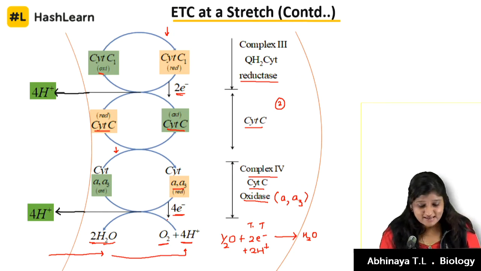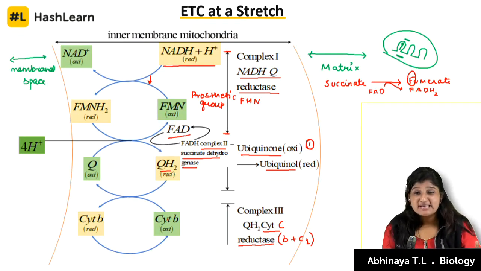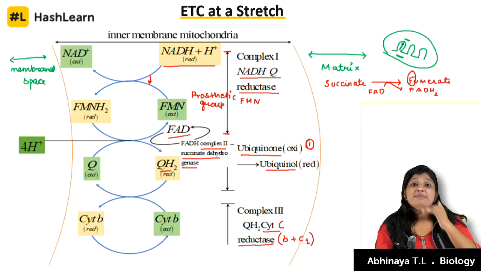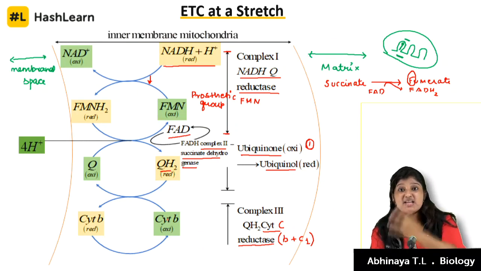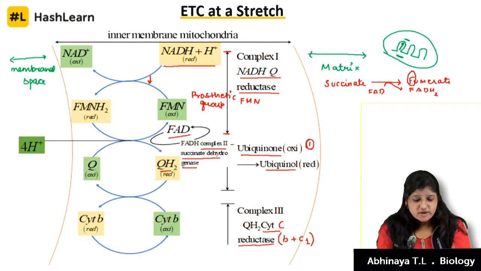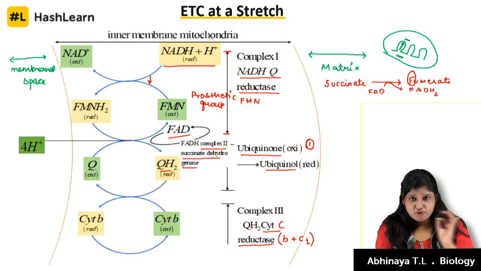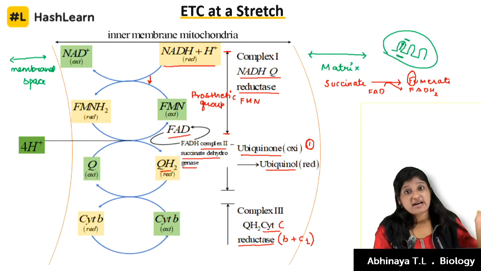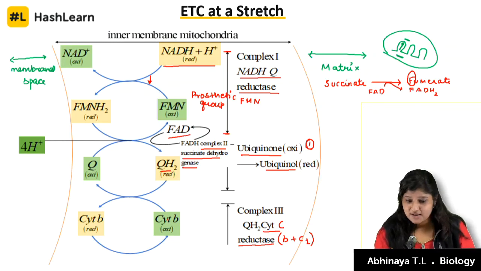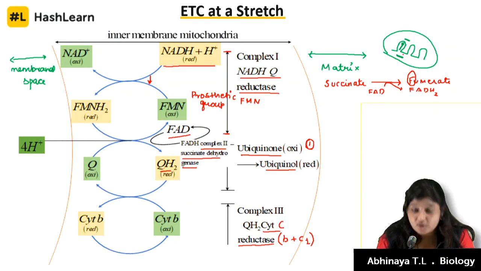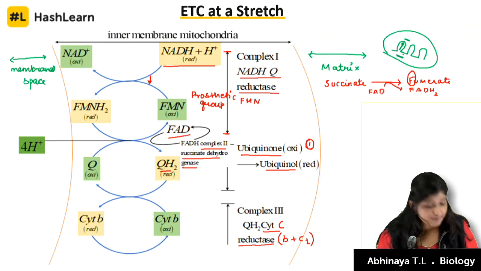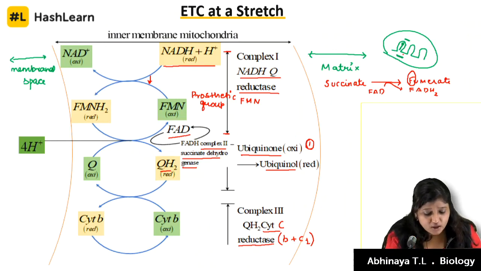Now let's go to the previous slide. I'll tell you where all protons are getting released, because as I told you, ATP synthase or complex 5 is waiting for the protons. As the electron gets transferred, there are specific junctions where protons are getting released. This is going to drive ATP synthesis. I hope you are understanding. If any problem is there, put it in your comments.